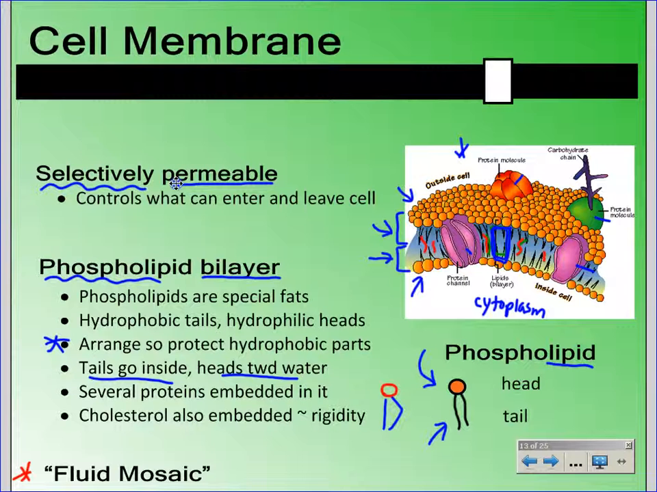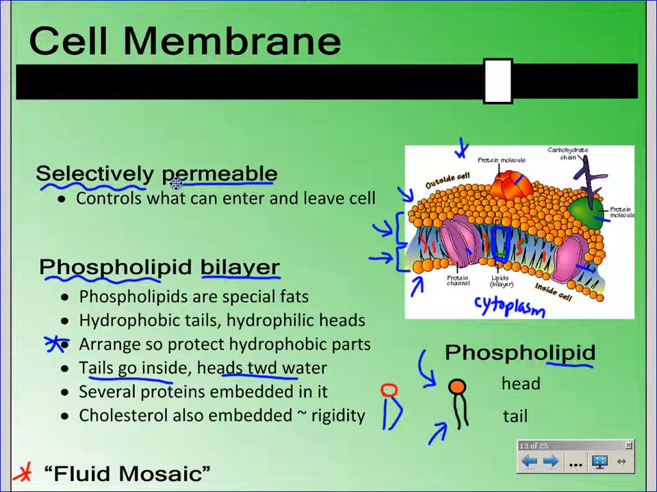And it's a mosaic. If you think of an art piece that's a mosaic, it means that there's a lot of different things in it. So if you look at the cell membrane, at any time there can be a lot of different types of proteins embedded in it, some cholesterol and some other things. So it's kind of like a mosaic, with a lot of different pieces embedded in it.